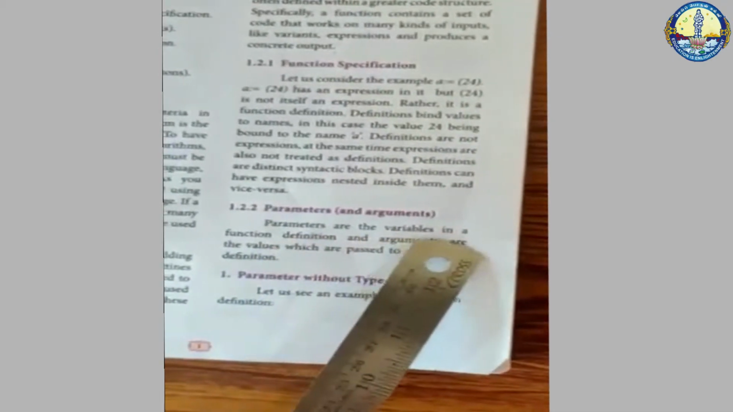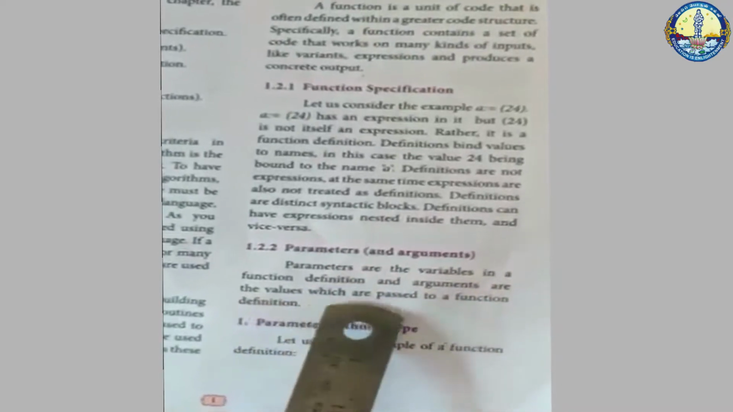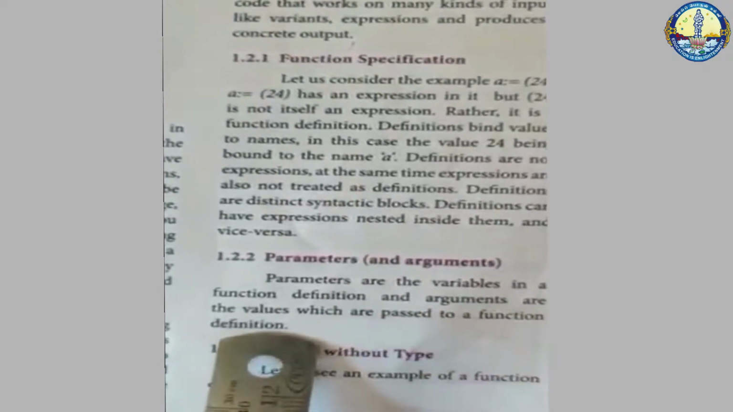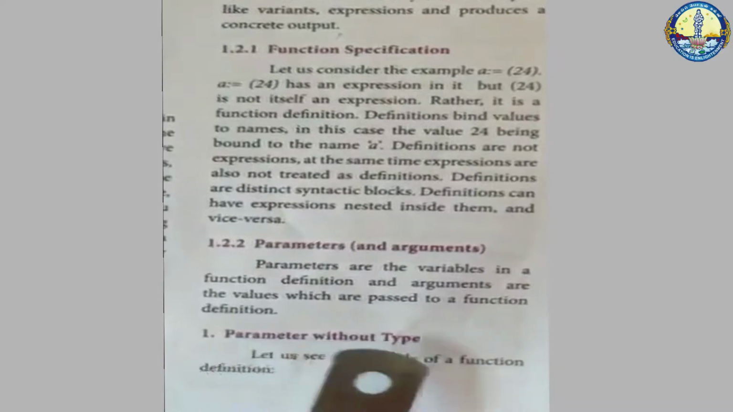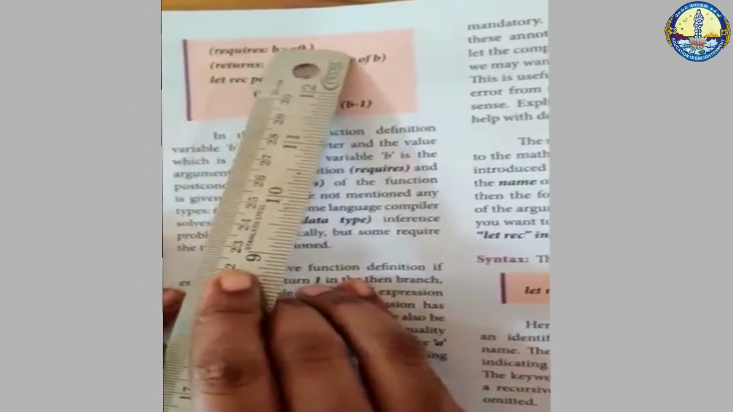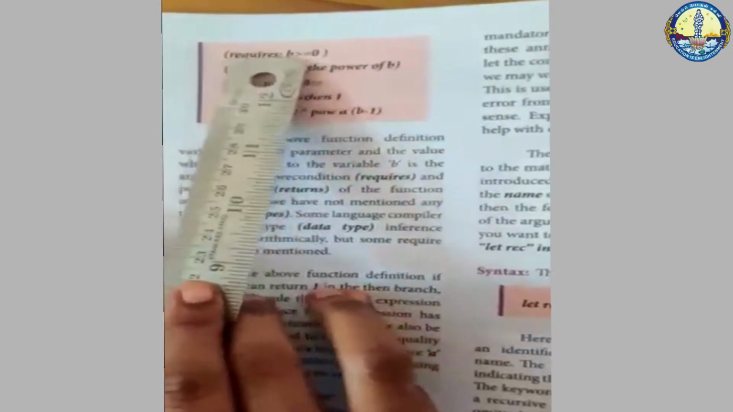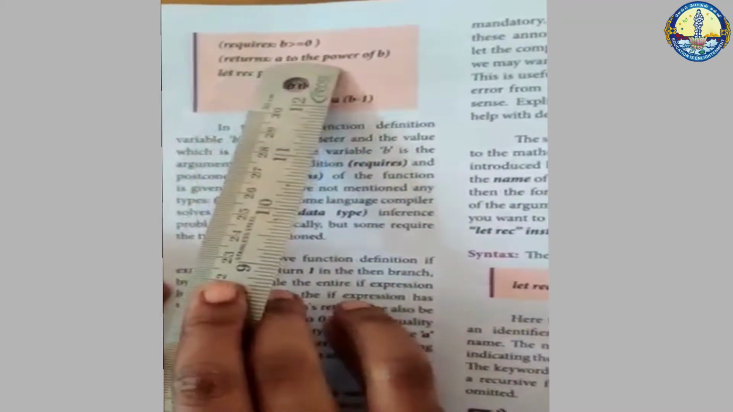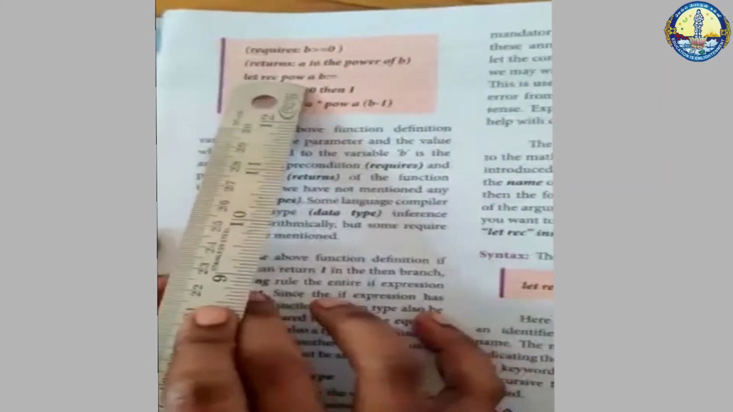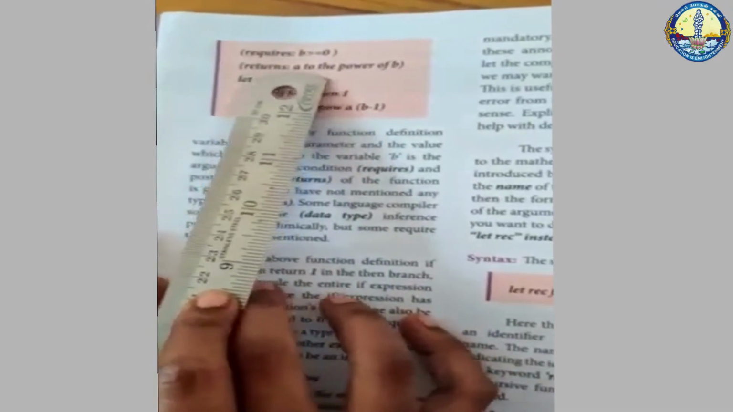Parameter and argument. Parameters are the variables in a function definition and arguments are the values which are passed to a function definition. Parameter without type. Let us see an example of a function definition. Requires b greater than or equal to 0. It is a condition. Requires means precondition. Returns is the postcondition, a to the power of b. Let is a keyword. Rec is for recursive function.